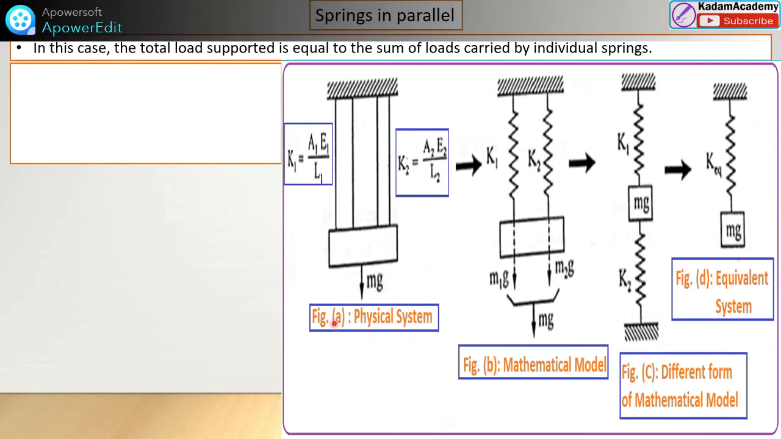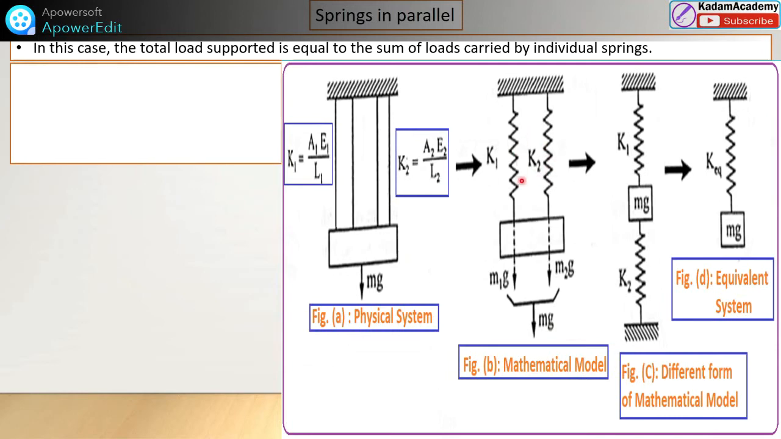The physical system, figure A, will show this system actually, and the stiffness of this rod K1 and K2 you can calculate by using A1 E1 by L1 and A2 E2 by L2, that is the value of K2. So this physical system is represented here as a mathematical model, K1 and K2 as springs. Okay, and what will happen here in this case? The m1g and m2g, these two will get added. Here mg is distributed in both the springs.